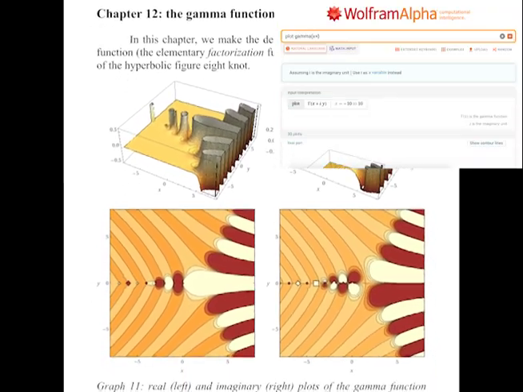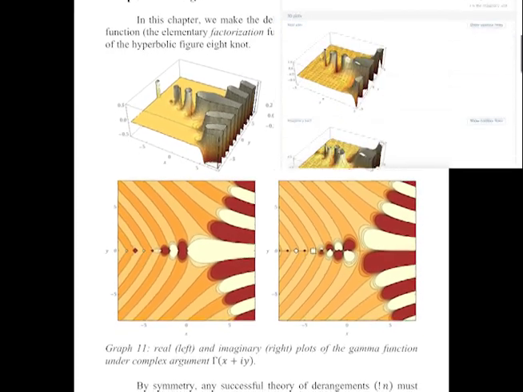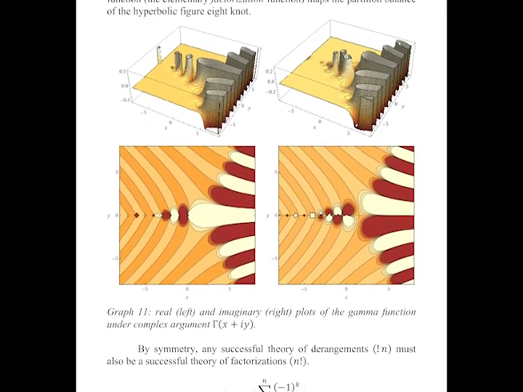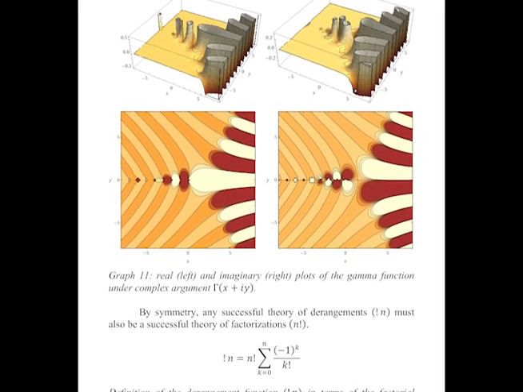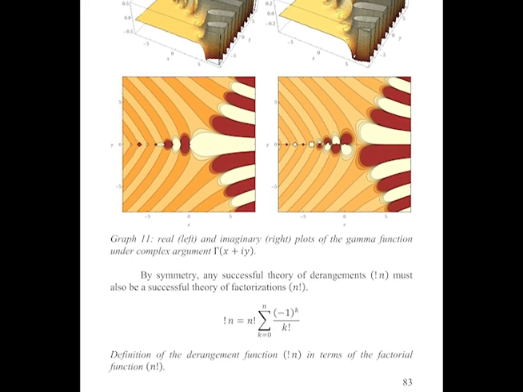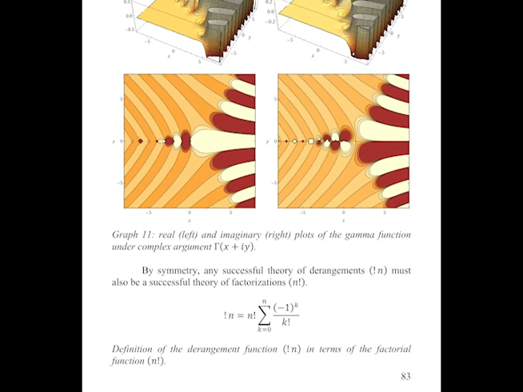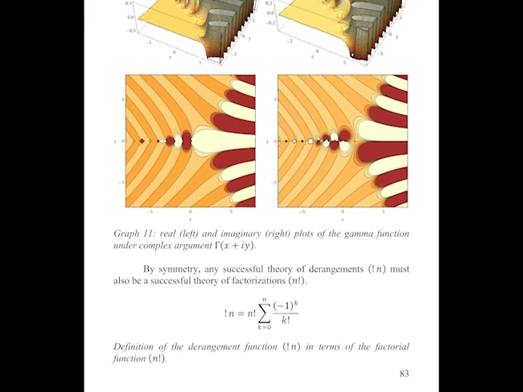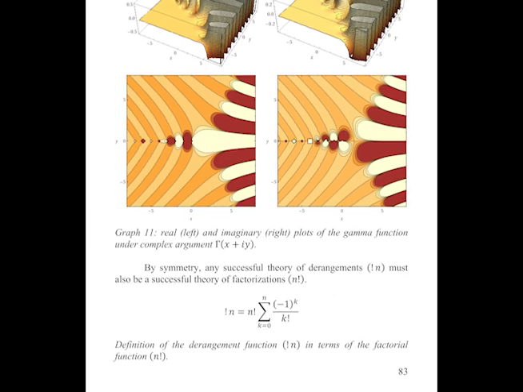Yeah, you can just type that into Wolfram Alpha and then zoom in, zoom out to get more familiar with what it's representing. By symmetry, any successful theory of derangements would have to be a successful theory of factorizations, because the definition of derangements and factorizations are connected. So if you finally get a complete story of derangements, then that story must be translatable in terms of factorizations, or factorials.